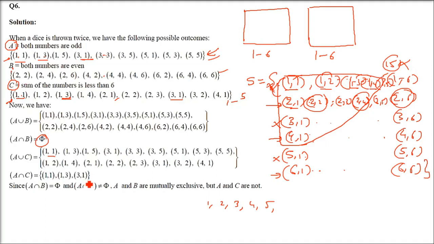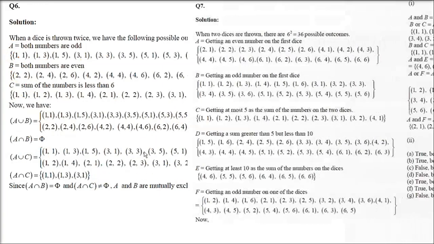Now, which pairs of the events are mutually exclusive? See, A intersection B is the null set, so nothing is common between them. A intersection C is not the null set, because there is something common. There is only A intersection B, which is the null set. So this is the answer: only A intersection B is null. A intersection C is not null. A and B are mutually exclusive, but A and C are not.